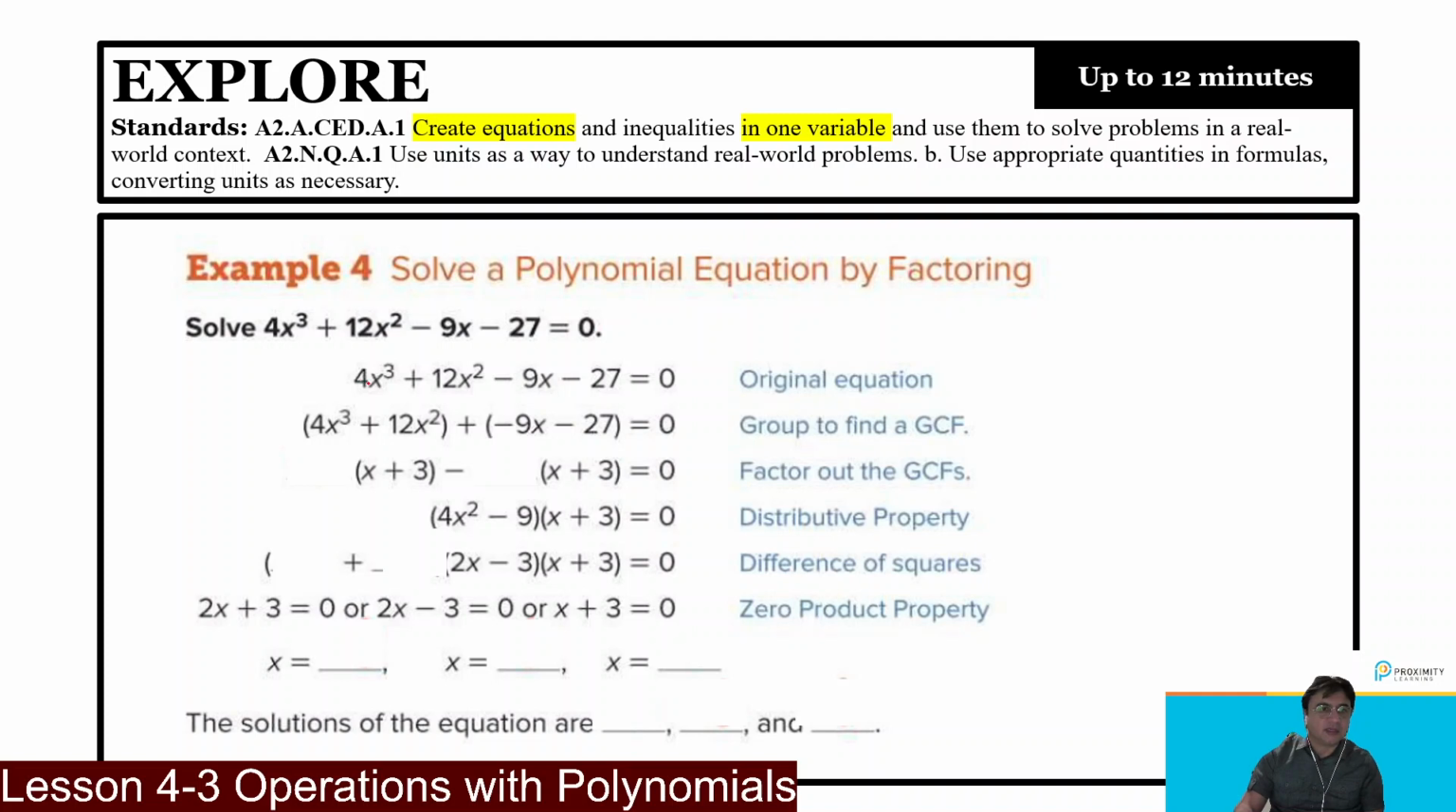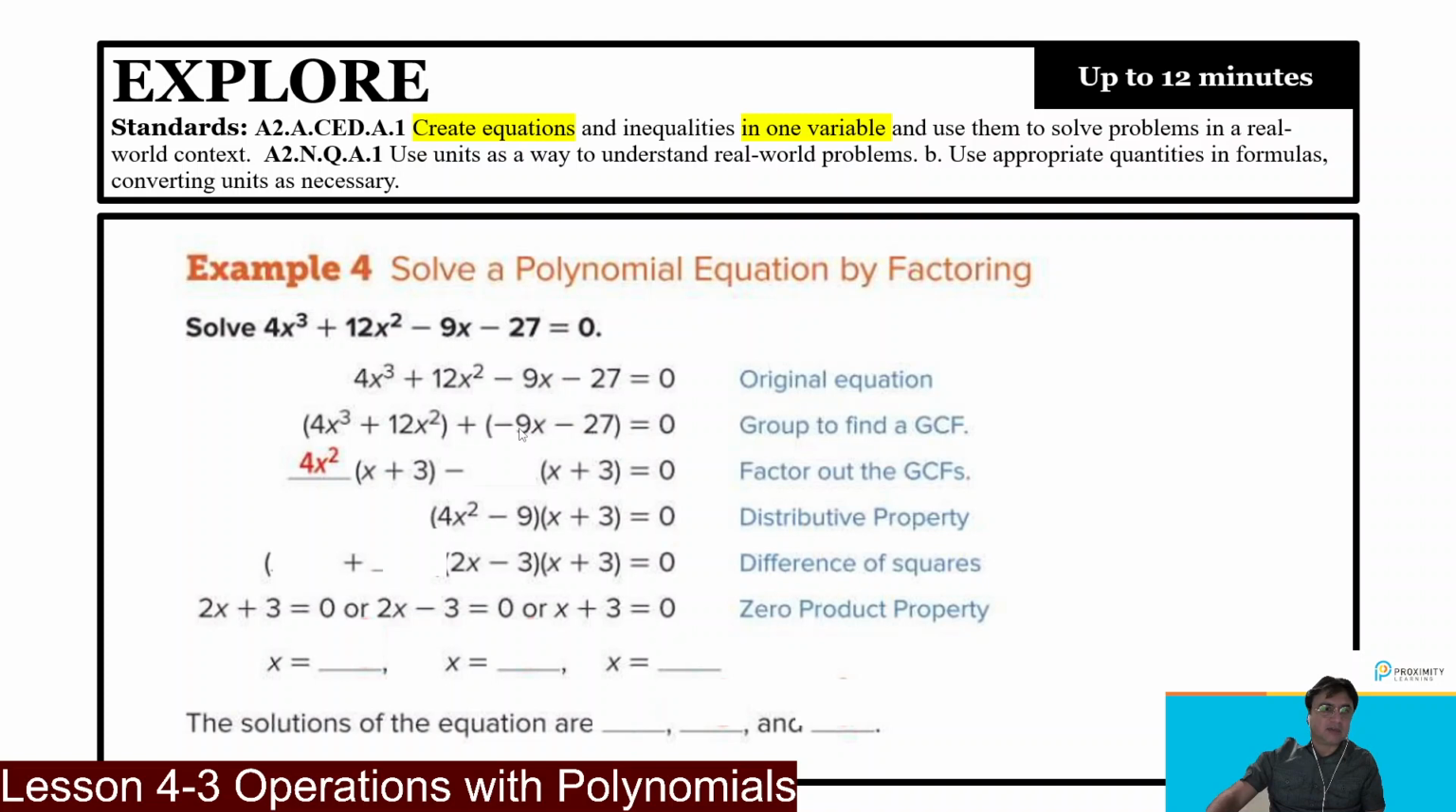So if we group the 4x cubed and 12x squared, and minus 9x and minus 27 together, then we can see that we can take an x squared out from each one of them. And so we can also take a 4 out, because there's a 4 in here, and 4 also goes into 12 3 times. So if we do that, then we see that we can take out 4x squared, and what that would leave inside this parentheses for this binomial would be x plus 3. 4x squared times x is 4x cubed, 4x squared times 3 is 12x squared, which is right here.